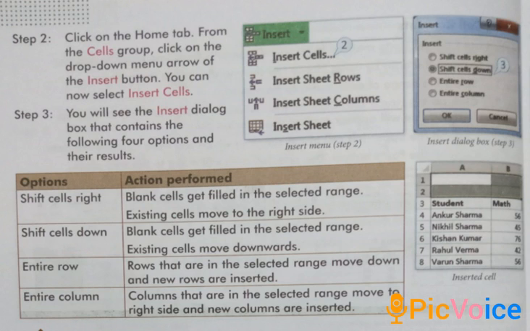Entire row. Rows that are in the selected range move down and new rows are inserted. Entire column. Columns that are in the selected range move to right side and new columns are inserted.